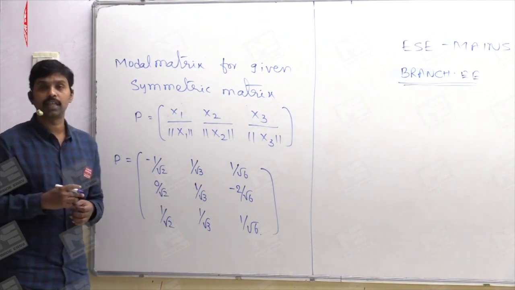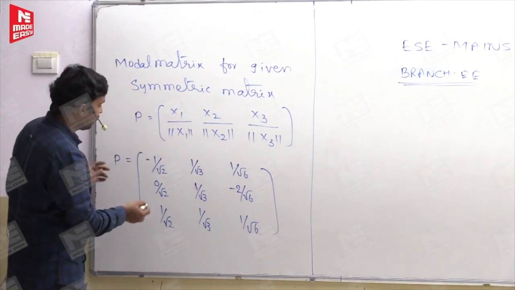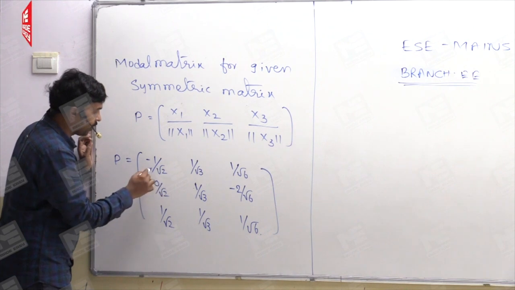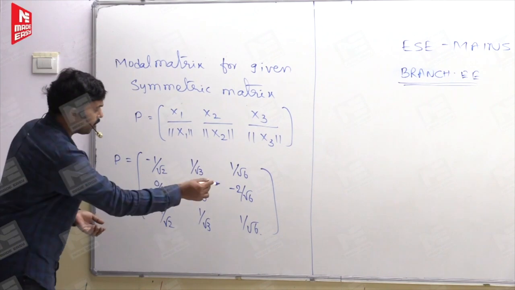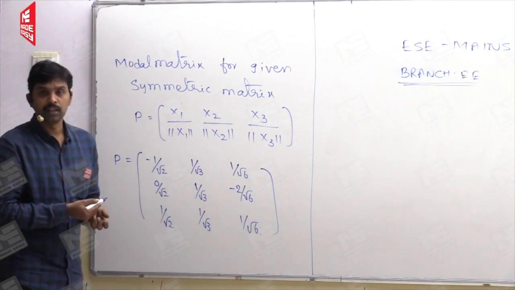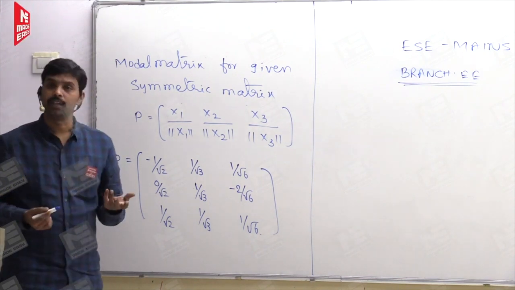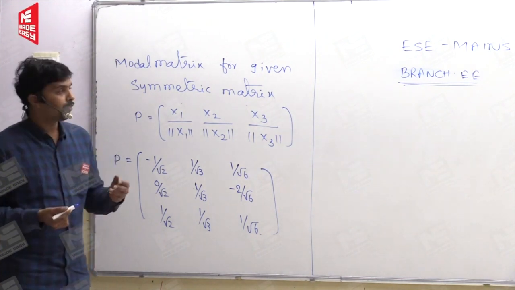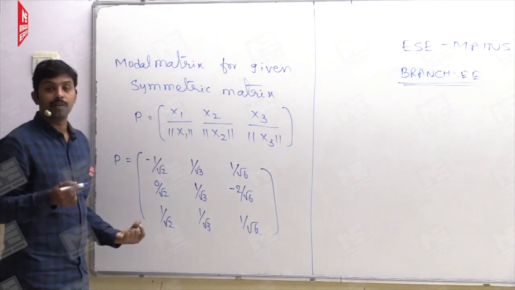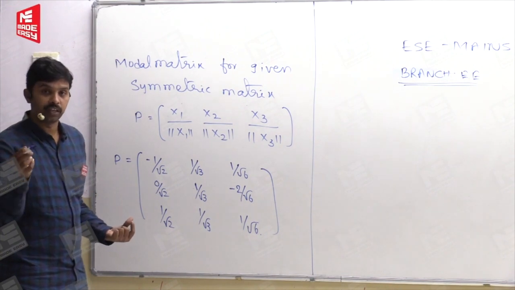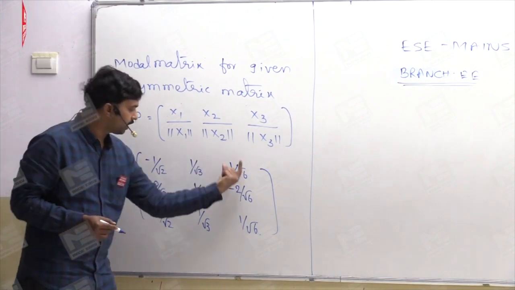But some of the students in the examinations got it like this, where these vectors are interchanged. It doesn't matter. The order of these vectors may be in any order, and that model matrix is correct only. Because if you take lambda 1 as 2, you will get this one. If you take lambda 2 as 3, you get this one. For lambda 3 is equal to 6, you get this one.